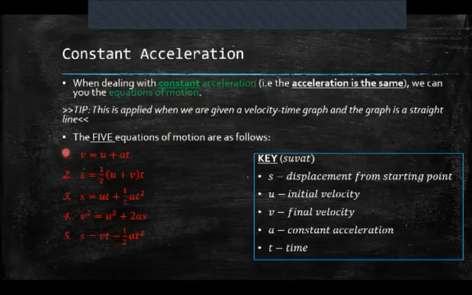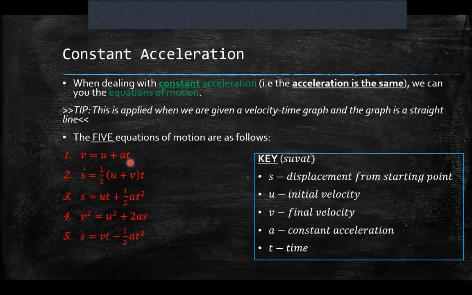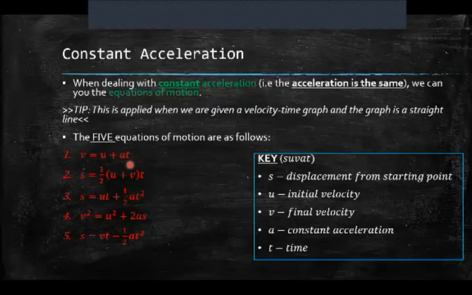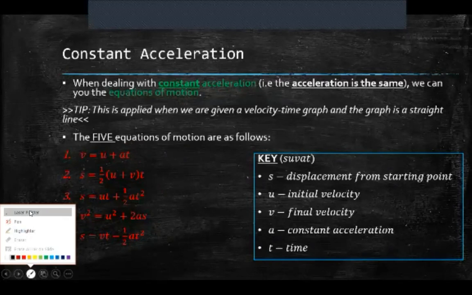So let's say this first one, right? They gave you the final velocity v, they gave you the initial u, they gave you a constant acceleration a, and they asked you to find t. Well, I just substitute all my values into this equation to find the value of t. We are going to do questions on that. Please do not panic. We need to practice it, right?